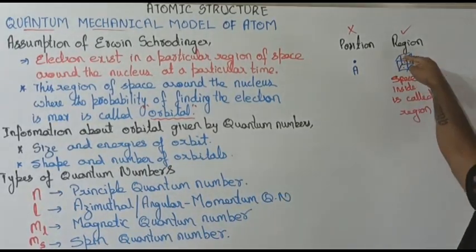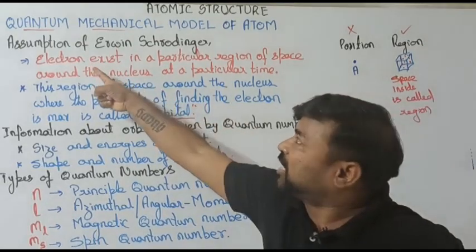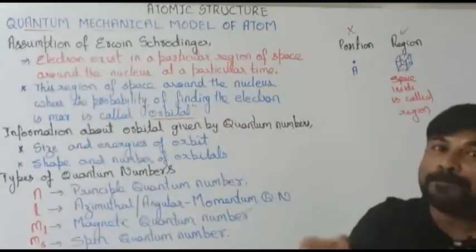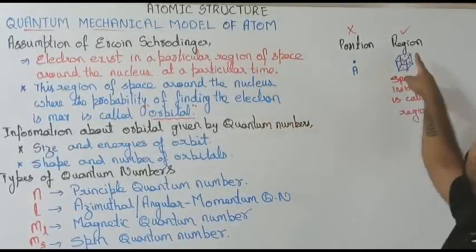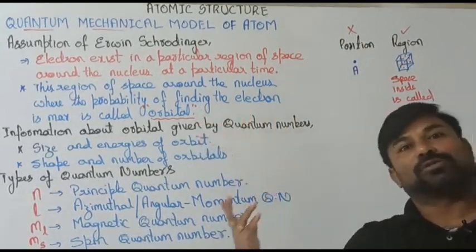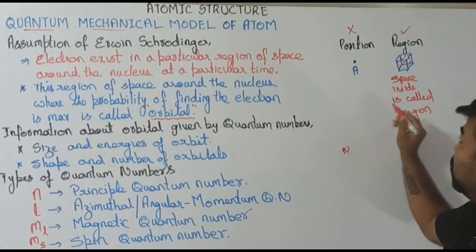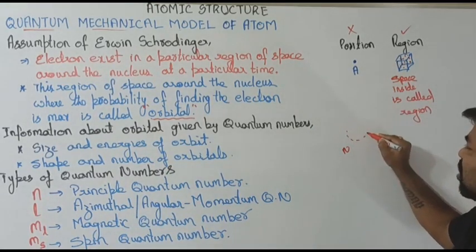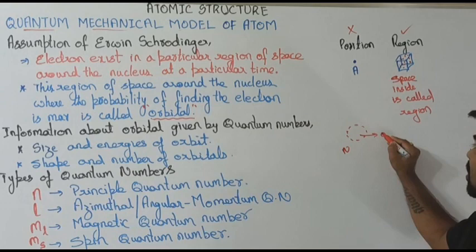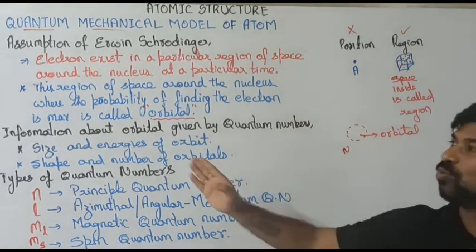That is nothing but an orbital. That's what he says: the electron exists in a particular region. He is not saying a particular point, a particular position. He is talking about the region of space around the nucleus at a particular time. If you take the electron and nucleus here, we are taking the general space. It might be somewhere here. This space, he is calling an orbital. That is the point.